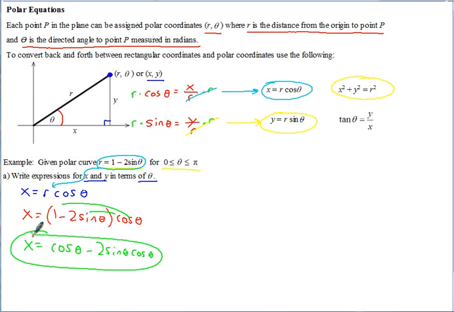Now, that's the x coordinate in terms of theta. Now let's get the y coordinate in terms of theta. To get the y coordinate, you would start with this equation, y equals r sine of theta. You can draw the triangle if you forget, but it's faster if you just memorize these equations.